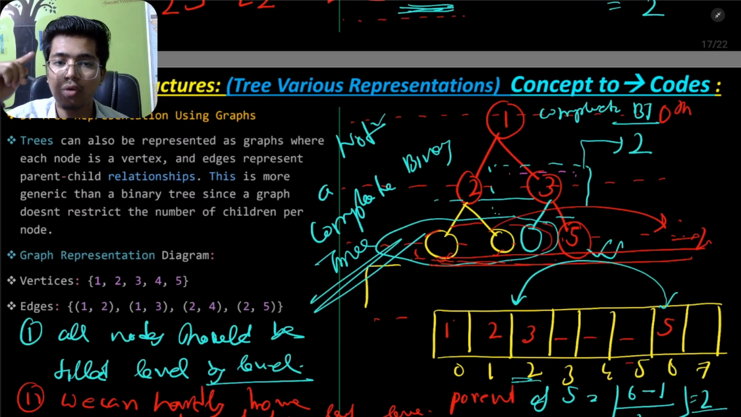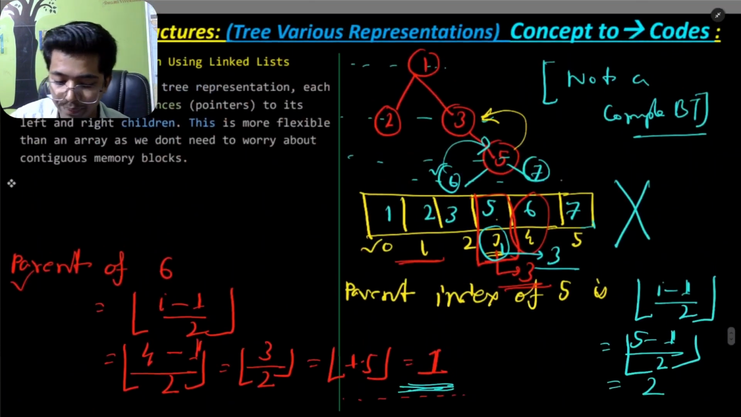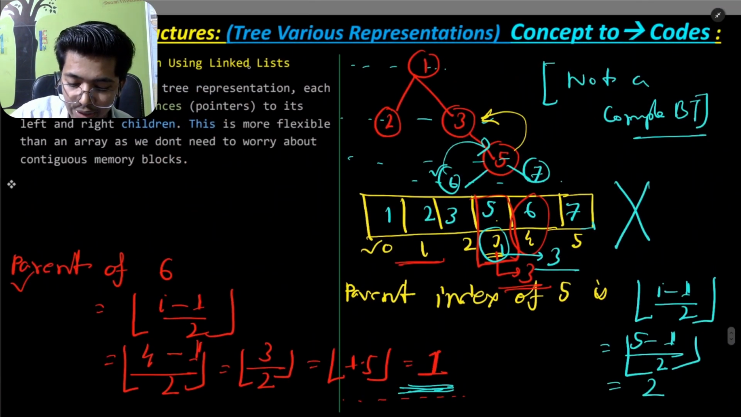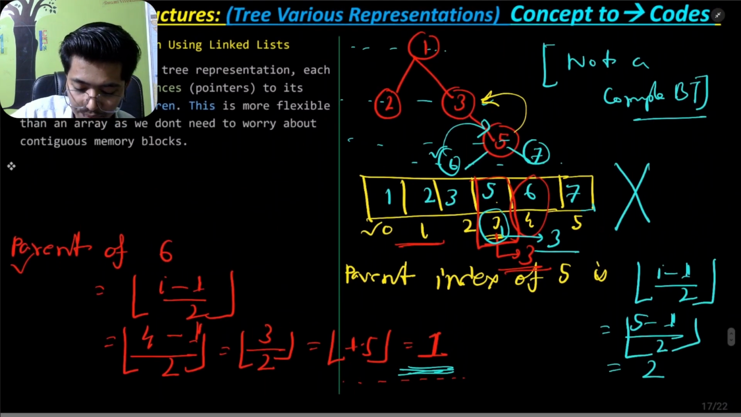That means our formula only works when it's a complete binary tree, and through the long struggle you all understood that it fails when we don't follow the property of a complete binary tree. Okay, so till now we understood all about complete binary tree. Now we'll be understanding the tree representation using a linked list, that is, how we represent the tree using a linked list.